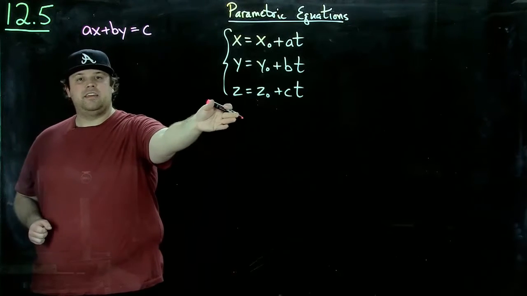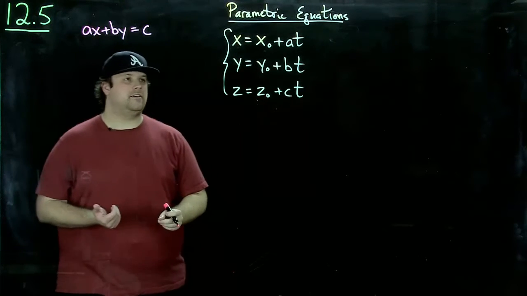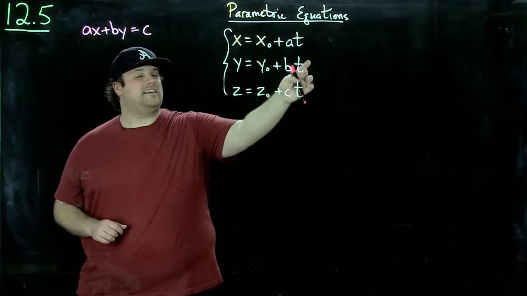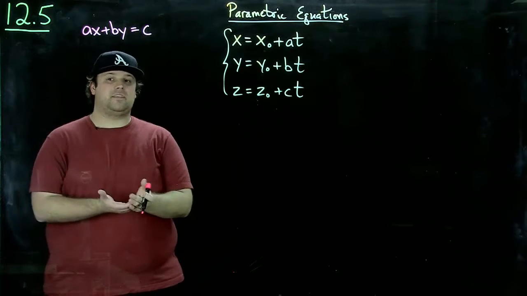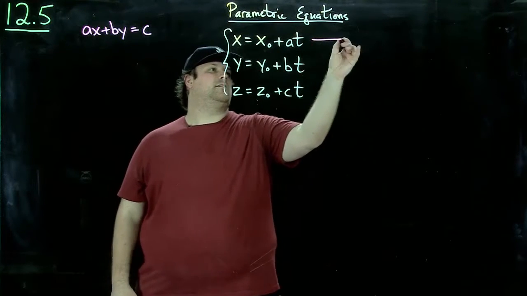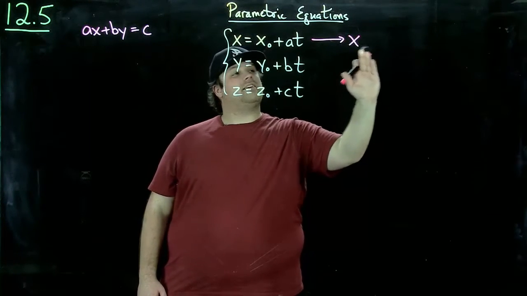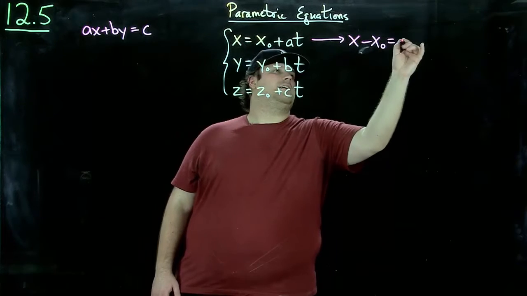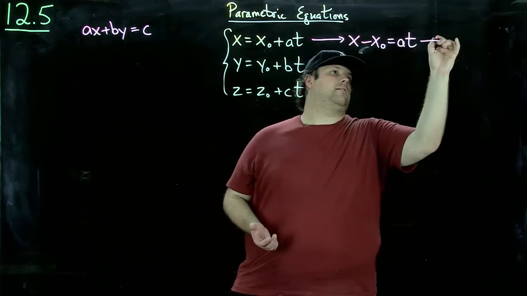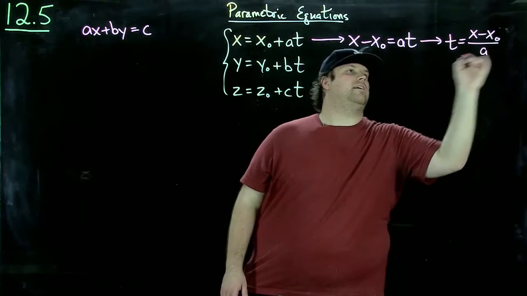Can we get a similar thing here for lines in 3D space? Well, we can. So there's this extra t. Well, I shouldn't say extra. There's a t in each of these, and that's something they all have in common. So let's solve for t. Say in this first equation, we move x naught over, and we'll have x minus x naught equals at. Now we can divide by a and get t is x minus x naught over a.